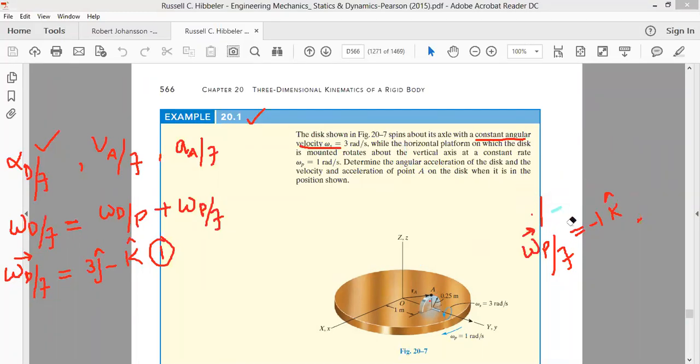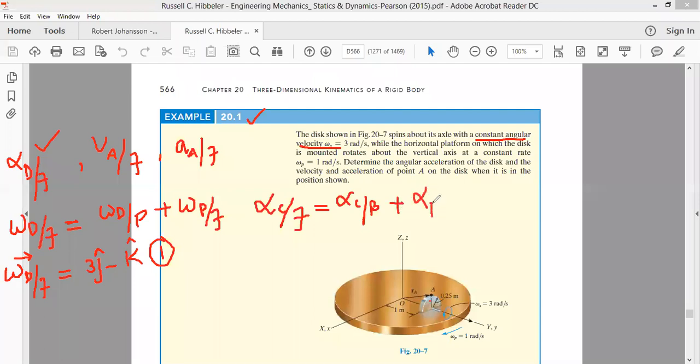We had derived something: the angular acceleration of c with respect to ground is equal to the angular acceleration of c with respect to beta, plus the angular acceleration of beta with respect to ground, plus the gyroscopic terms, that was the angular velocity of b or beta with respect to ground, and its cross product with the angular velocity of c with respect to b, or beta. So this is the expression for the angular acceleration vector, which we have already derived.